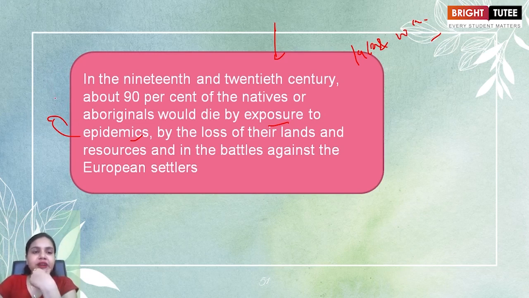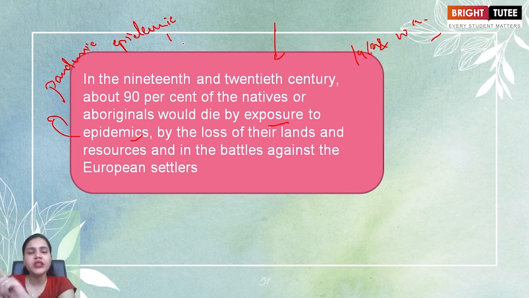What is this epidemic? You are already aware of the terms pandemic and epidemic. An epidemic is any contagious disease that spreads among the people living in a defined territory in a particular area. So we are talking about the spread of diseases that took place in that region because of this epidemic. For example, you can take the example of influenza. So this can be an epidemic, right?